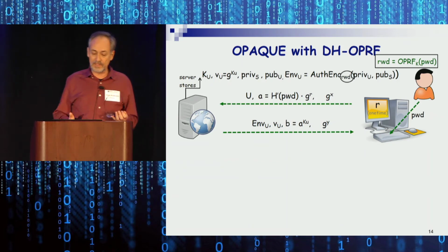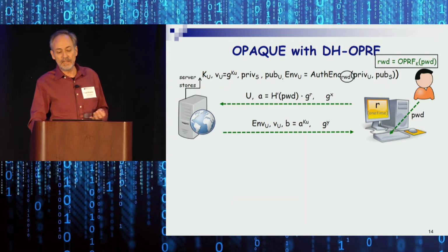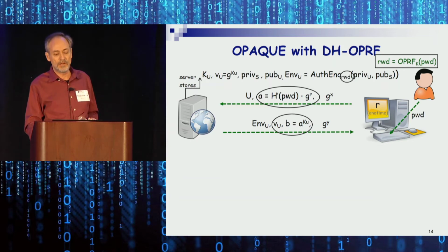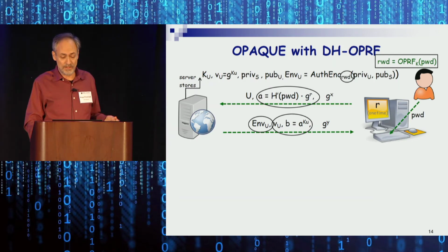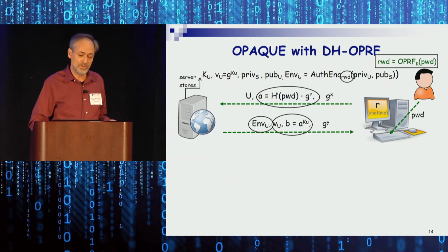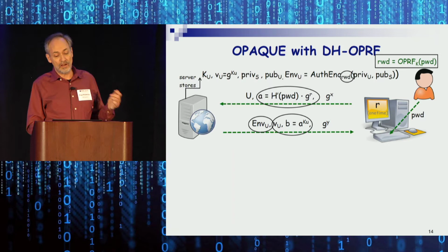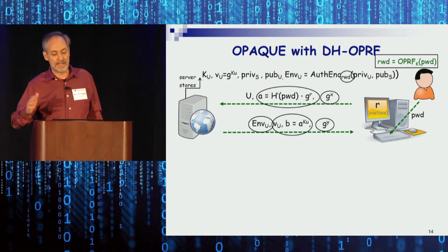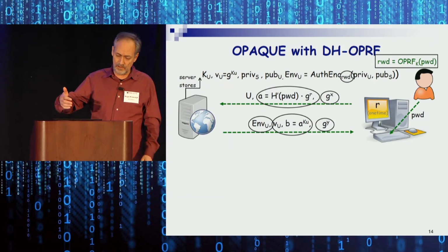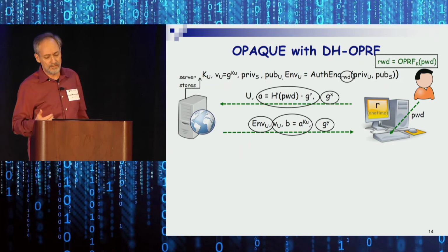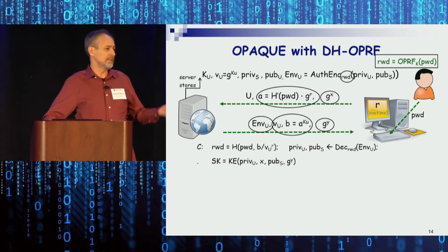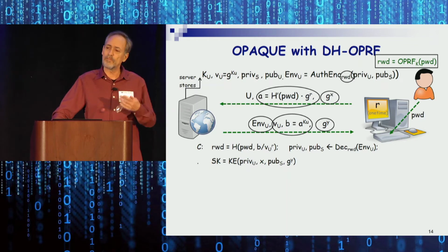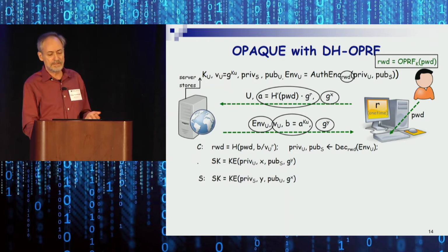So now we can build OPAQUE. OPAQUE consists of running the OPRF between the user and the server, as I mentioned before, in this case the Diffie-Hellman OPRF. In parallel, the server will be sending this envelope where the user has these encrypted values. And also in parallel, they will run an ephemeral Diffie-Hellman. At the end, the user has learned the output of the OPRF on the password, which it can use to decrypt the envelope, and now it has its own private key and the server public key, and with it, it can compute a session key depending on the specifics of the key exchange protocol. And same thing for the server.